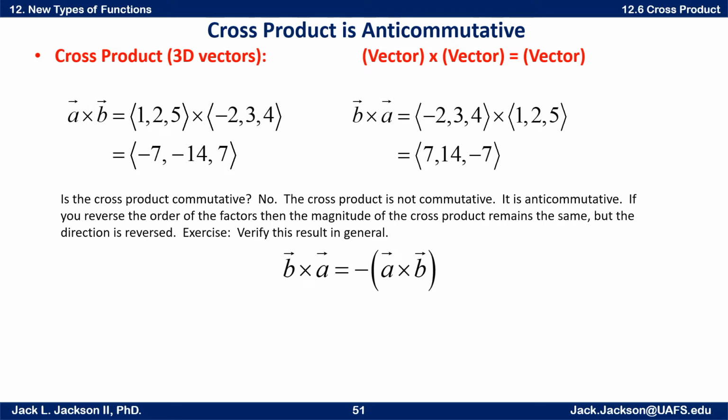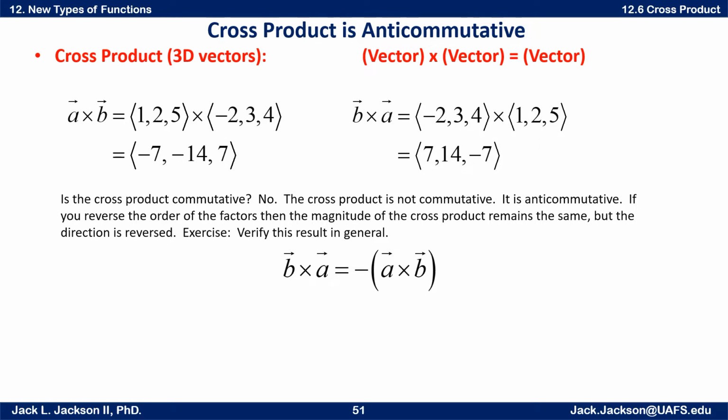Well, I won't show you all the details here, but it turns out the answer is 7, 14, -7 for B cross A, but A cross B was -7, -14, 7. So is the cross product commutative? Of course, you can see from this one counterexample that the answer is no. But it turns out that the cross product is not commutative, but it's anti-commutative.